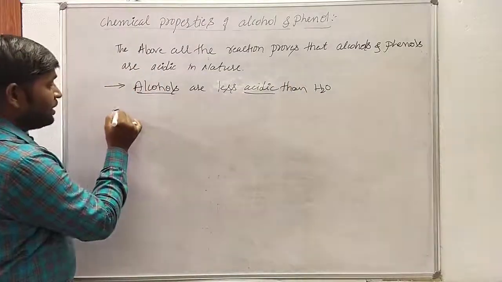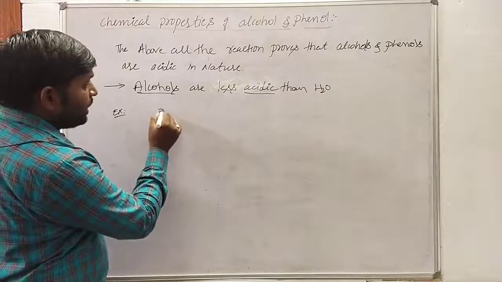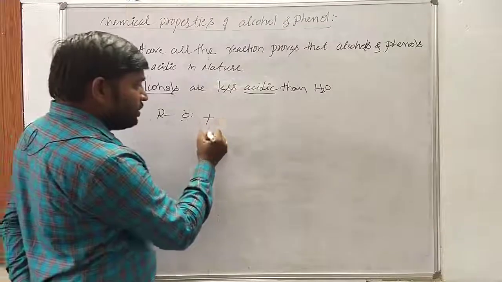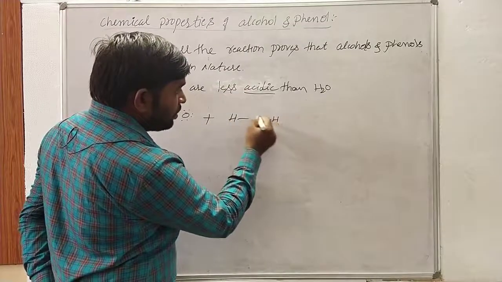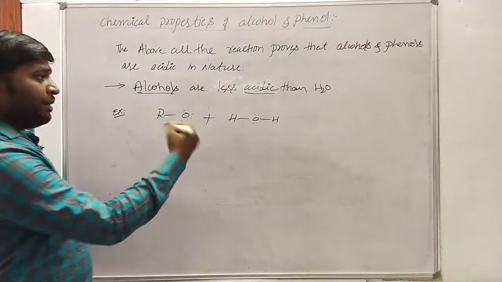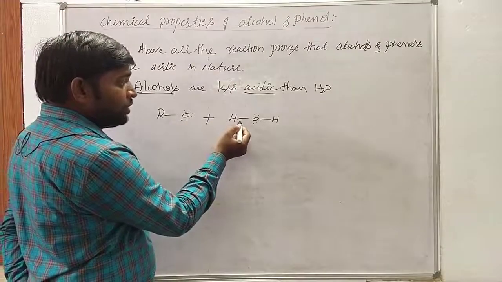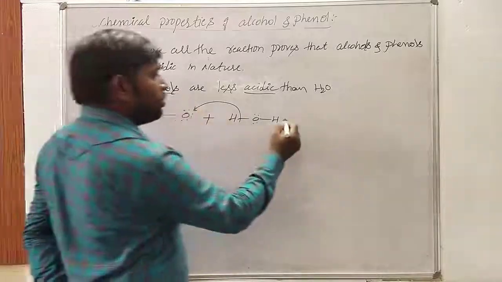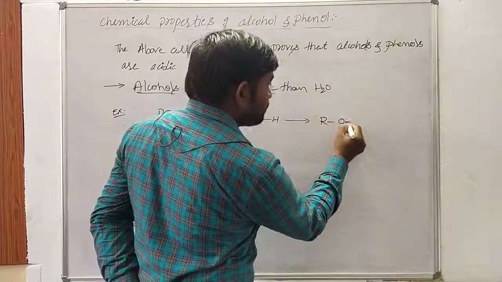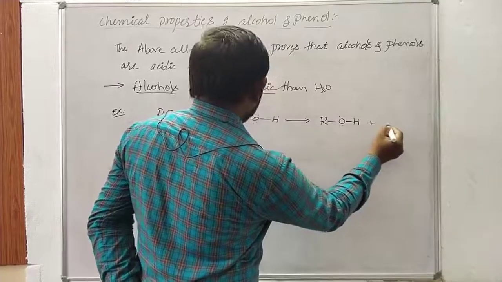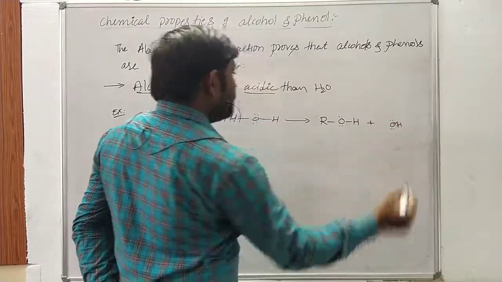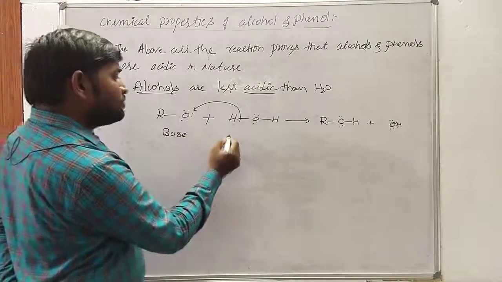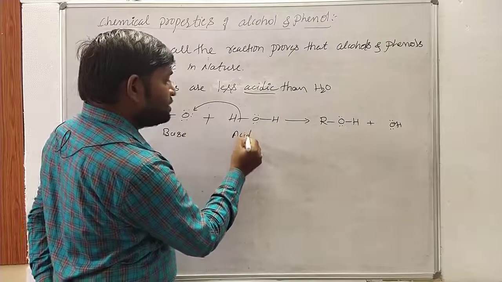If there is an example, when alkoxide reacts with a water molecule, here what happens: this is a water molecule, which has the tendency to rapidly provide one proton to this alkoxide molecule. So this forms the alcohol, and this forms OH minus. Here the alkoxide is the base, and this water is the acid now. Why? Because this is a proton donor.